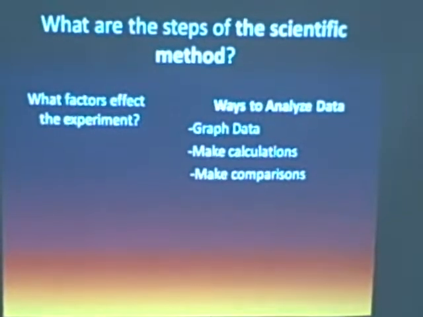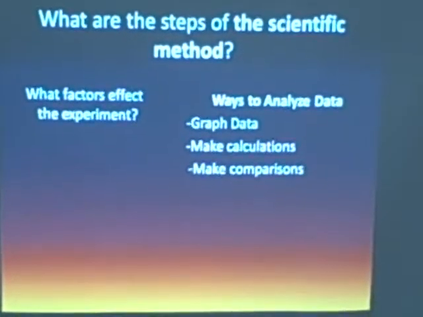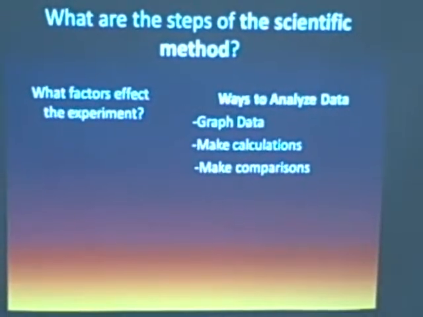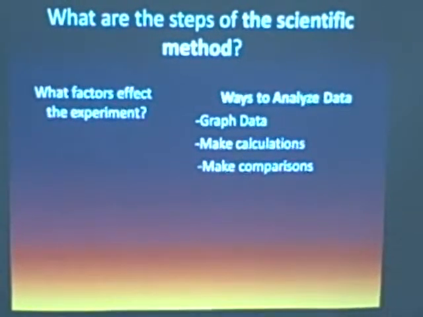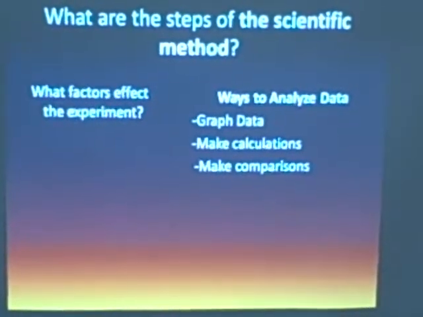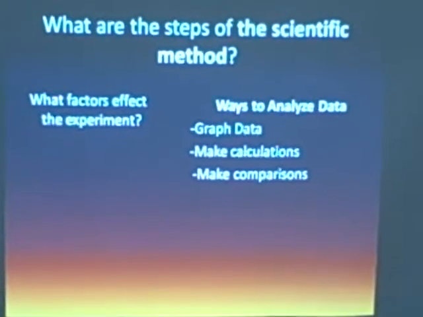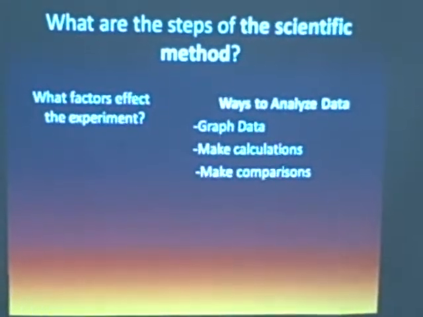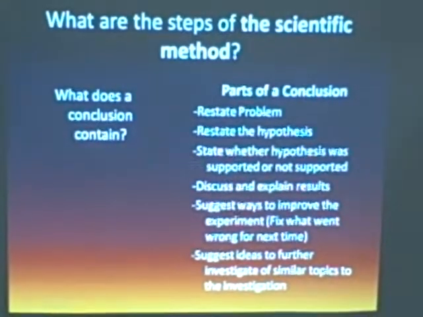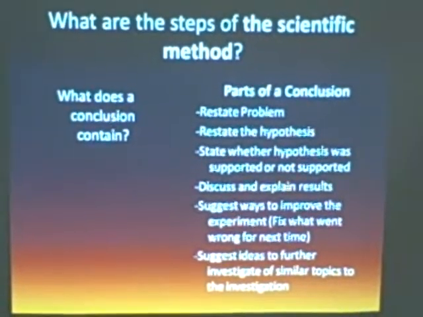After you have completed, you have to analyze your data. You will graph it. You may make calculations. You may do comparisons, such as Venn diagrams. But you figure out a way to analyze the data so that you can come to a conclusion, which is the final step. The last step of the scientific method is the conclusion.